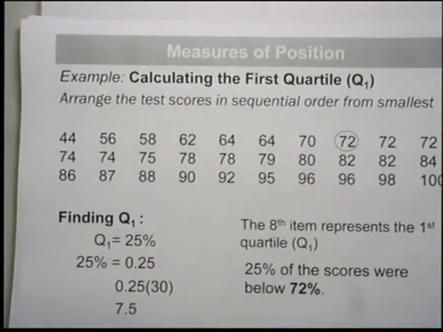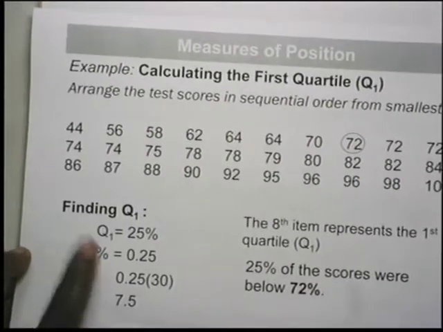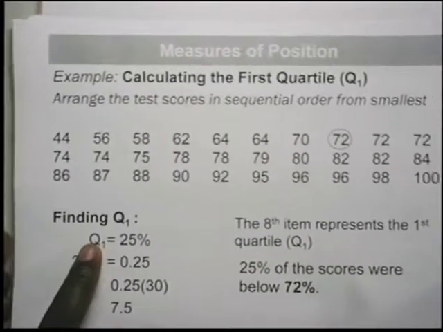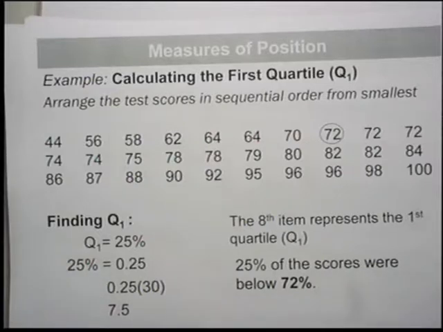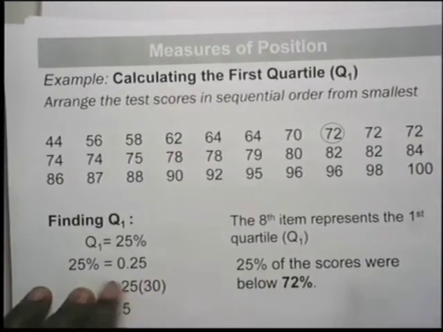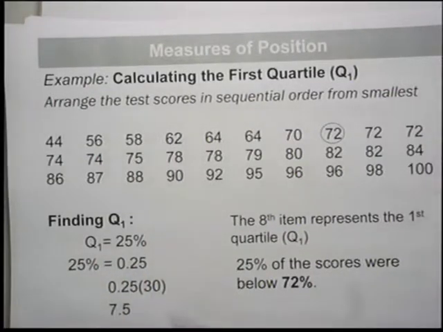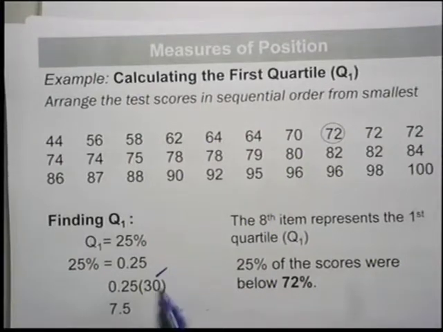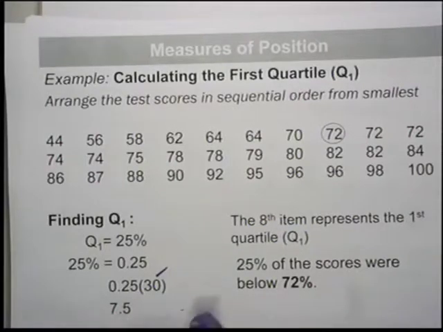Now, finding the first quartile, we know that the first quartile is 25% of the total numbers given. 25% is the same as 0.25. Now, 0.25 multiplied by 30, this 30 is coming from these numbers. If you count them one by one, there are a total of 30 different numbers. So we want to find the 25%. We've said 0.25 multiplied by 30, the total numbers, will get 7.5.